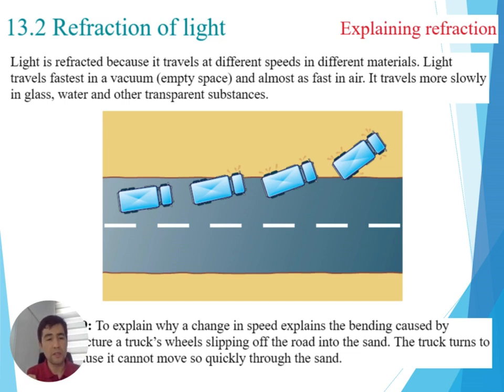It travels fastest in vacuum and in air, but it gets slower when it enters water, glass, diamond, or other transparent substances. There is an analogy here which can clearly explain why refraction happens. The analogy is about a truck leaving a concrete road onto a sandy or muddy road.